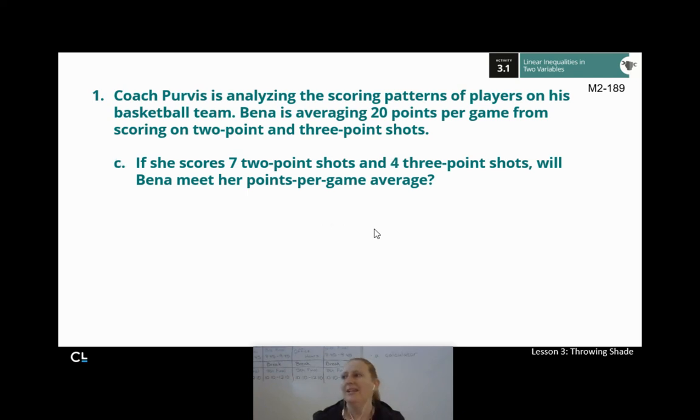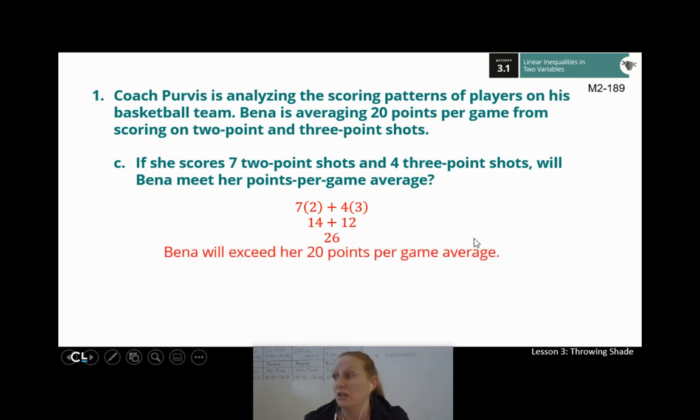Next, one more. C, if she scores 7 2-point shots and 4 3-point shots, will Benna meet her points per game average? You probably already know, but go ahead and hit pause, work out the math, and then hit play when you're ready to check your work. So 7 times 2 for the 2-point shots, 4 times 3 for the 3-point shots. That's 14 plus 12, which is 26. Yeah, she will exceed her average of 20 points per game at this point, won't she? Most definitely.